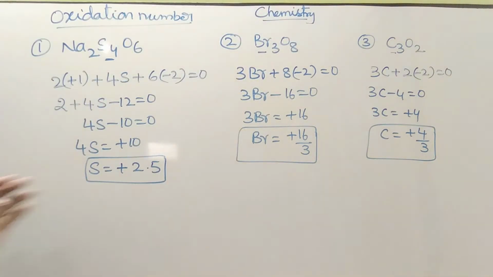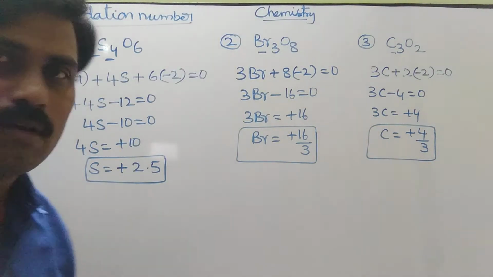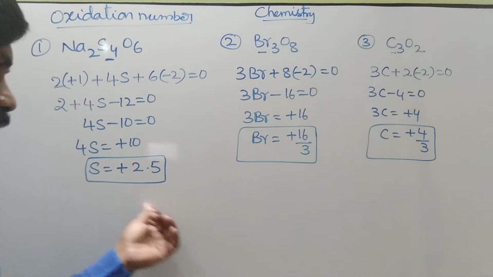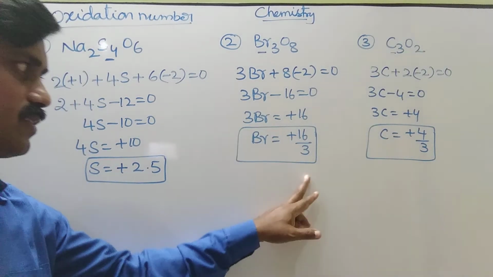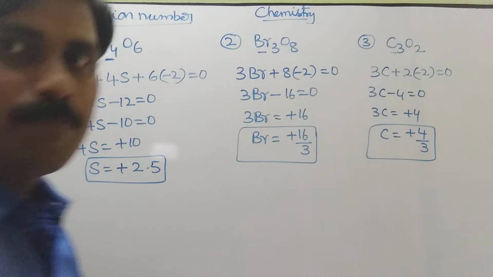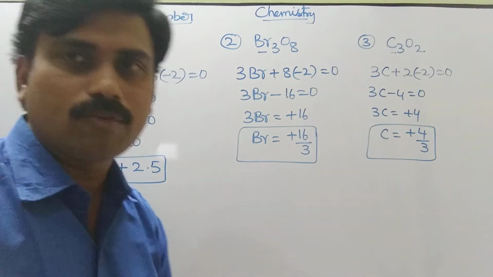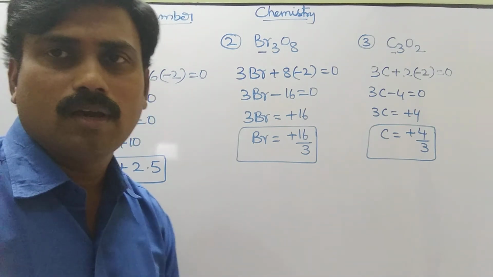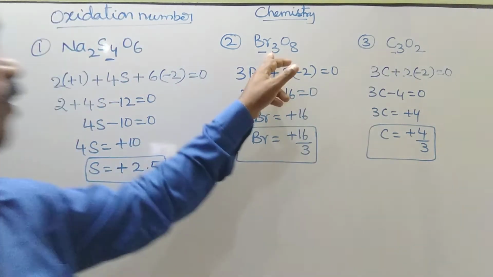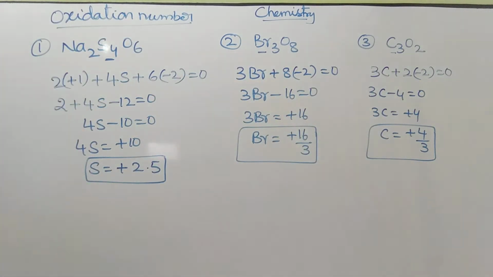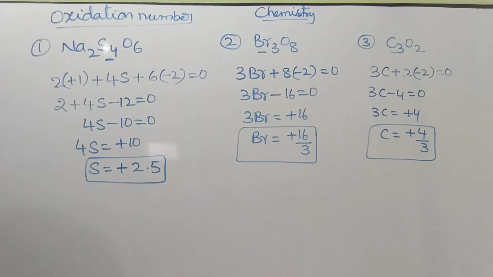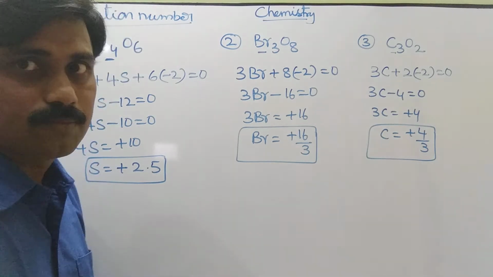Look at all these 3 compounds exhibiting fractional oxidation states. In this case, plus 2.5. In this case, bromine plus 16 by 3. And in this case, carbon plus 4 by 3. So these types of compounds are average oxidation states, because here it is not a single carbon, not a single bromine, not a single sulfur. For this type of compounds, we may practice with other models once we come to the point.